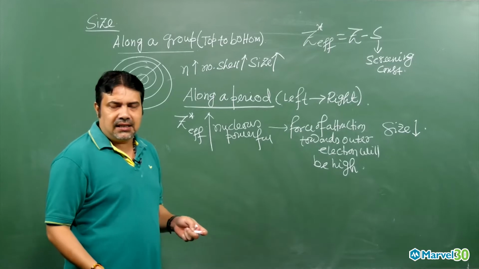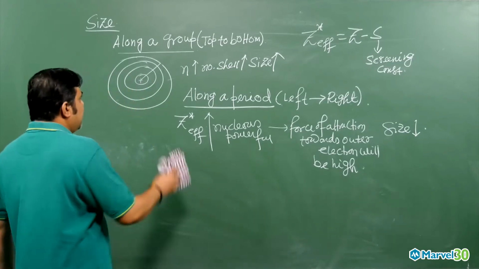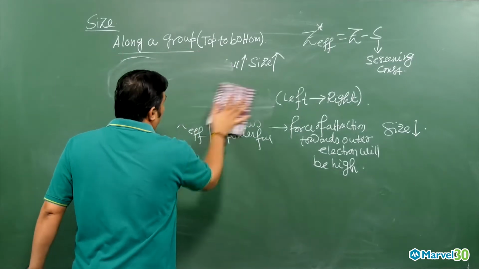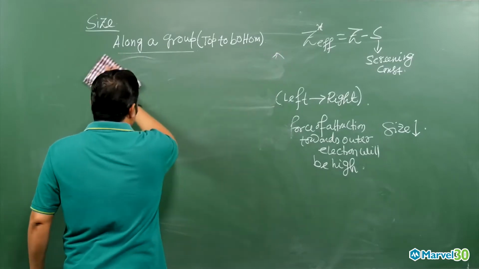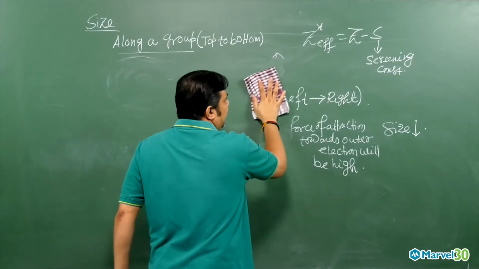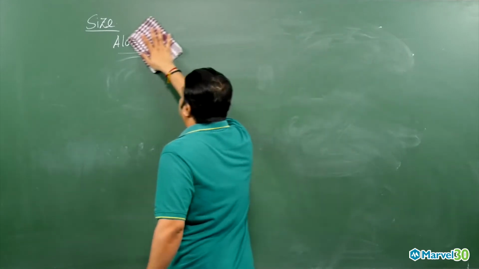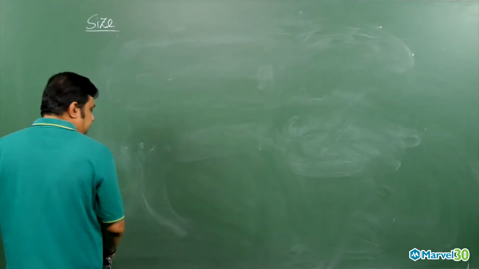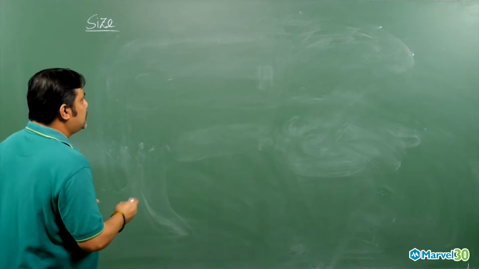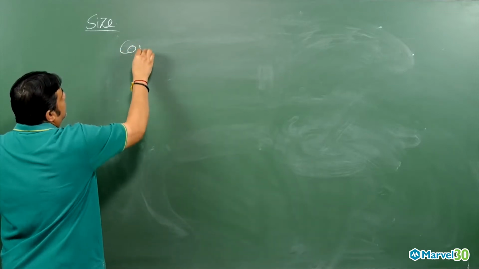Once you understand this basic trend of size, look at what we have to do for the covalent radius, ionic radius and the size of the atom. There are a few categories: covalent radius, ionic radius, metallic radius, all of those. First, covalent radii.